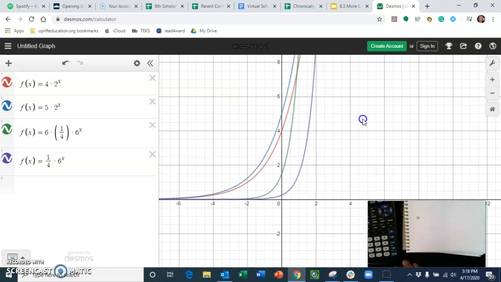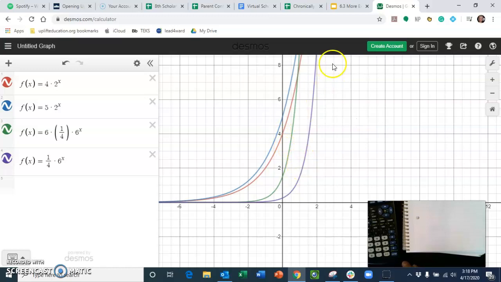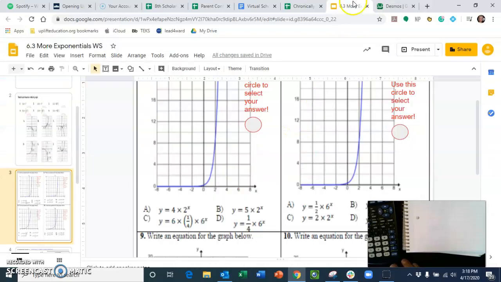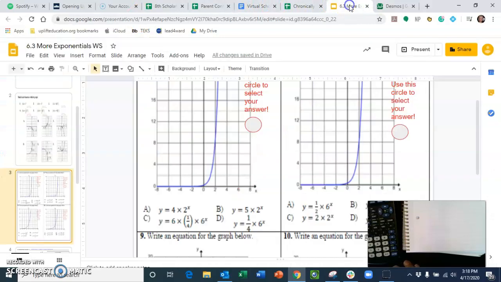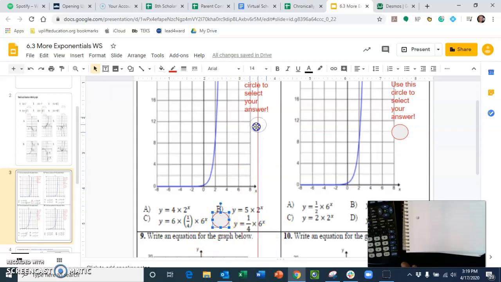Okay, so we can look at each of these equations and see which one matches up best with our graph. If you look at it, it's really close to the y-axis, so it has a really small y-intercept, which makes me think that it's probably this purple one right here. Really small y-intercept. So my guess is it's going to be the 1/4 times 6 to the x. So what you'll do is pick up the circle and drag it down to whatever answer choice you select, and that will give you your answer. Okay? And then you'll do the other ones on your own.